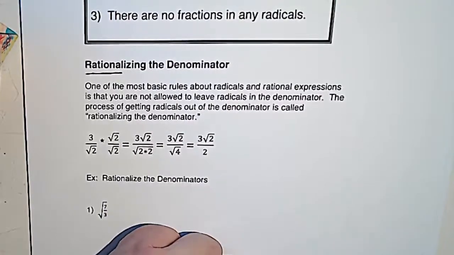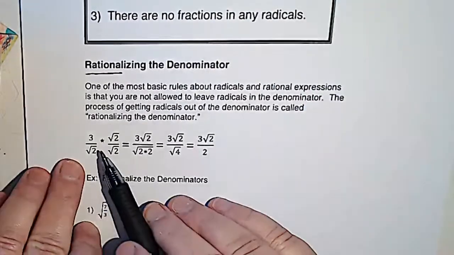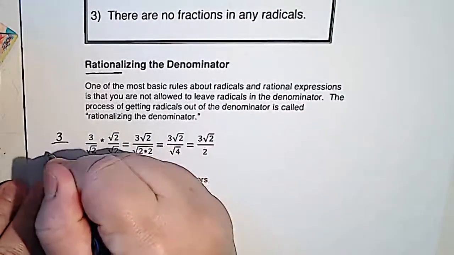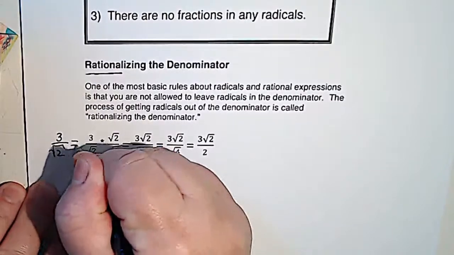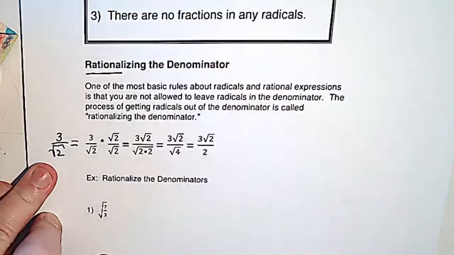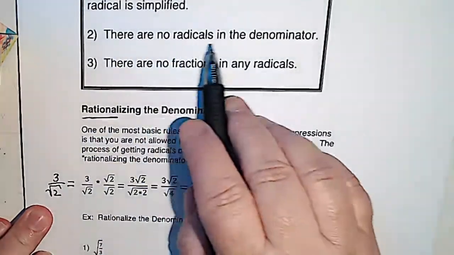So here we go. What the heck does this mean? Well, it means if you have this fraction, right? So the fraction 3 over radical 2. This violates the rule: there are no radicals in the denominator.